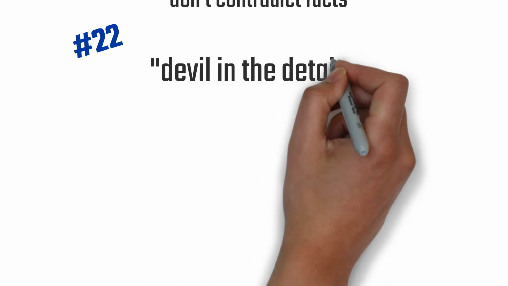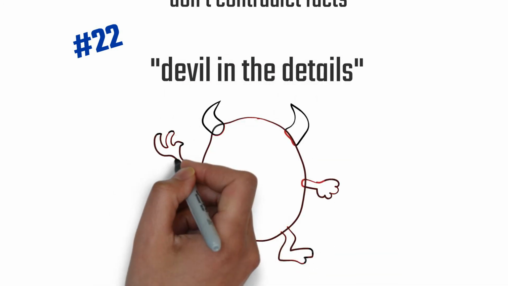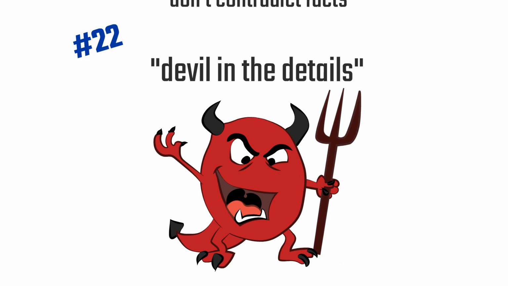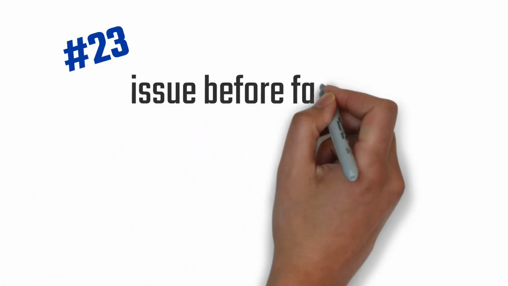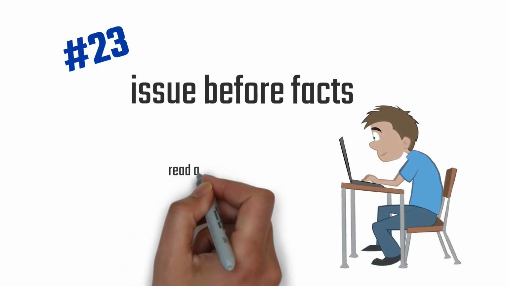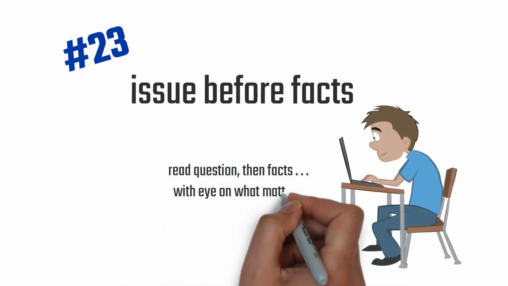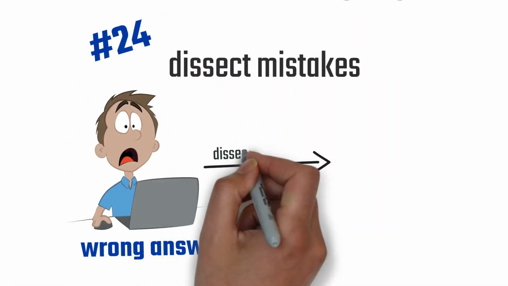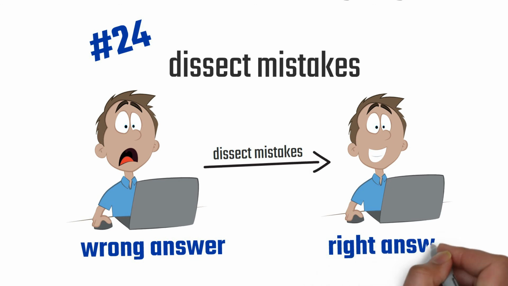Tip number 22, the devil is in the details. Read fast but carefully. Normally, every word matters. If two answers feel correct, odds are you misread part of the question. Tip number 23, issue before facts. Read the actual question before the facts. This will help you read the facts with an eye for what actually matters. Tip number 24, dissect your mistakes. When you miss a question, figure out why.